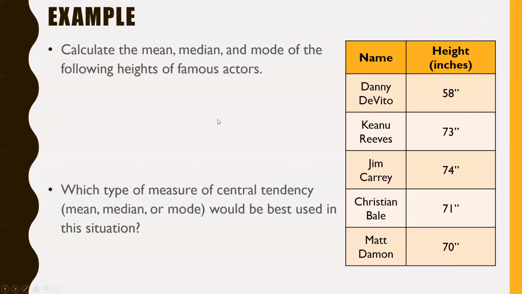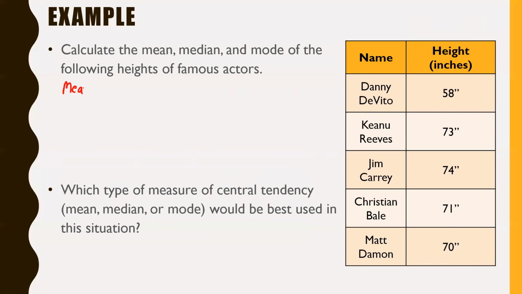Now let's calculate the mean, median, and mode of the following heights of famous actors. So we're going to summarize everything all in one big question. Just in case you're wondering, this data apparently is accurate. I looked it up on Google and threw it together. So these heights for these 5 actors are apparently accurate. We want to find the mean, median, and mode of these people.